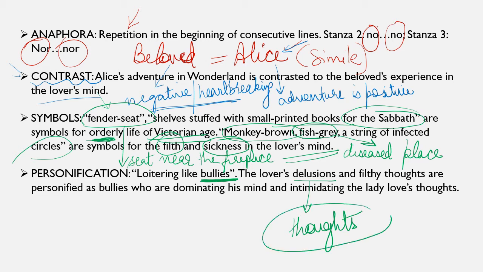Here the poet is calling his thoughts bullies. So definitely it becomes a personification. The lover's delusion, then filthy thoughts, are personified as bullies who are dominating his mind and intimidating the lady love's thoughts. So his thoughts are intimidating and dominating his beloved's thoughts. This is what he's trying to say, and that is why it becomes a good example of personification.